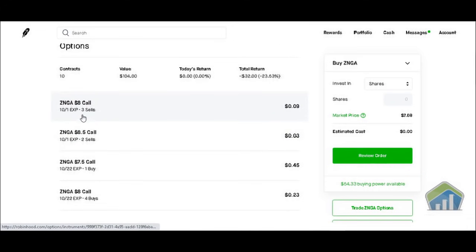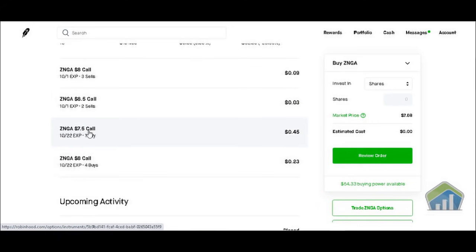We have $8 call options, 3 sales, valued at 9 cents right now. We have an $8.50, 2 sales valued at 3 cents. We have a call at $7.50 and a call at 8, right? So that's 1 buy call, and then we have 4 buy calls at 8, and we have 23 cents and 45 cents. These are the values of the contracts as of right now.